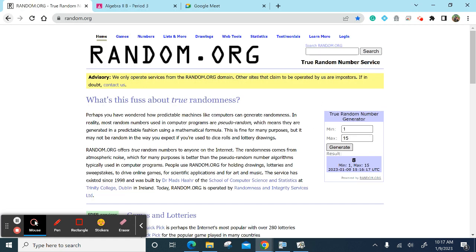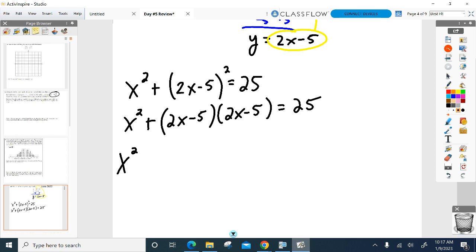Help me out. Let's do this. 2x times 2x is 4x squared. Yep. And then you've got two middle terms that you can combine. And what did you get when you combine them? Minus 20. Yeah, you did. And then what was your last term? Plus 25. Great work.